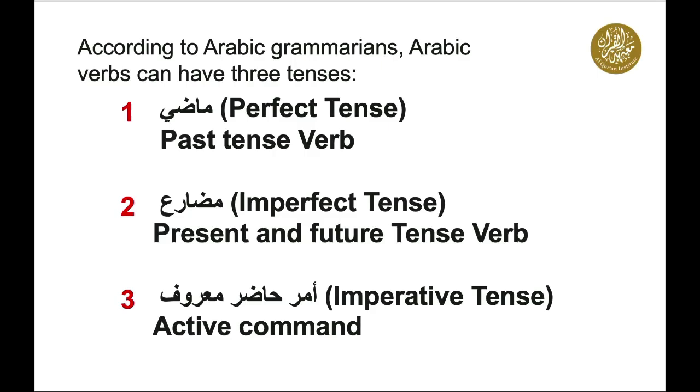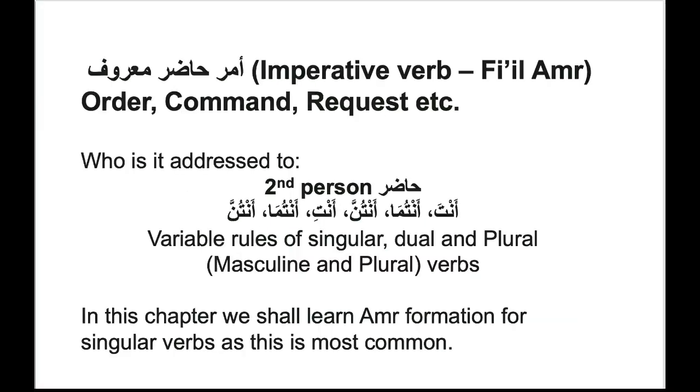Today we shall learn about Amr formation for the imperfect verb, inshallah. According to Arabic grammarians, Arabic verbs can have three tenses. Number one, Madi, perfect tense for past tense verbs. Number two, Mudari', imperfect tense for present and future tense verbs. Number three, Amr Hadir Ma'ruf, the imperative verb, fi'l Amr. It is used to make an order, command, request, etc.